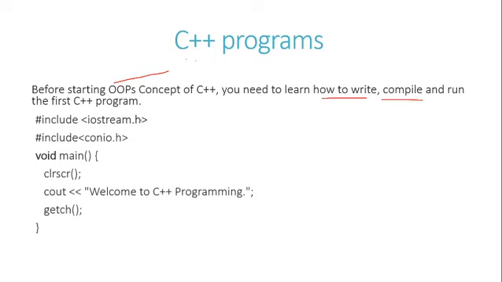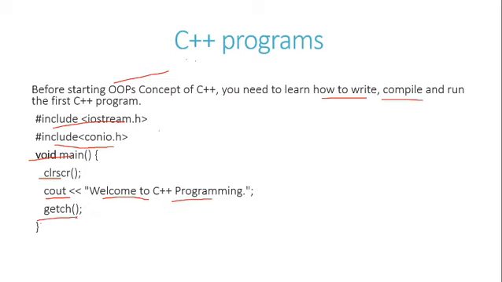How to write the program? First we write the program using #include <iostream.h>, and then #include <conio.h>, and then the main method, and clrscr, which clears the screen, cout to print values, whatever value you want to print you can print from here, and getch is the function which takes a character, or simply it holds down the output screen. I will explain each one of these.